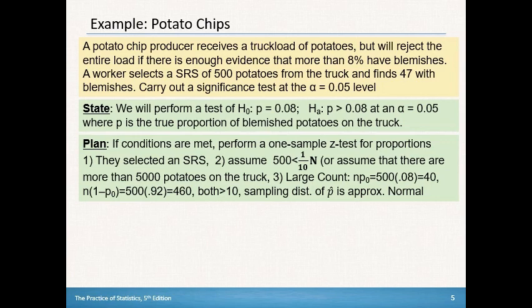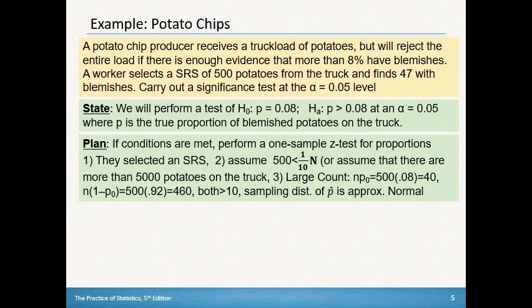We're going to assume there's more than 5,000 potatoes in the truck of potatoes. And then we want to check our large count conditions. So a sample size of 500 times the hypothesized blemish rate of 8%, that's 40. And 1 minus that, that's 460. So both of those are over 10. So we know our sampling distribution of p hat is approximately normal. All right, so that's our plan.